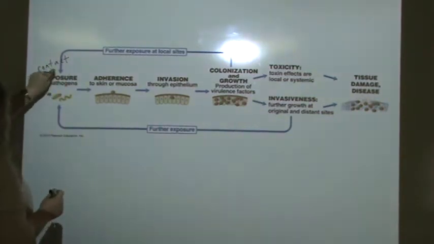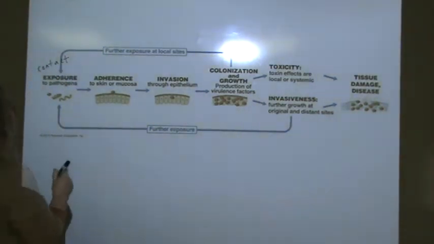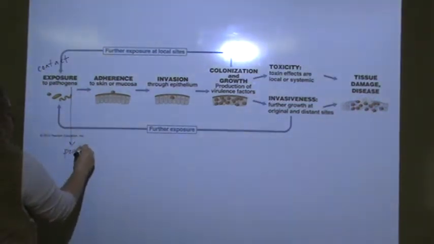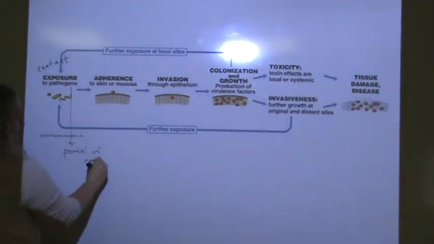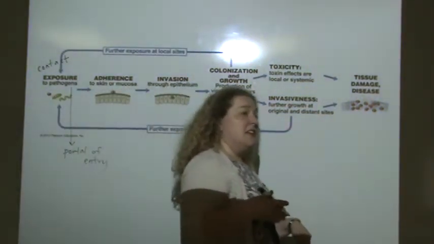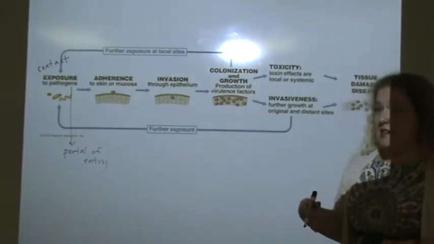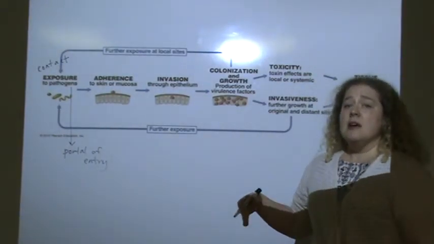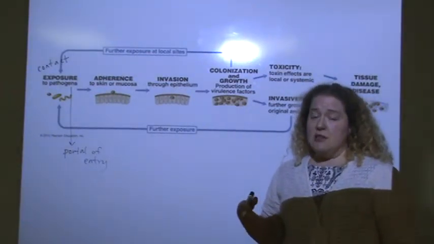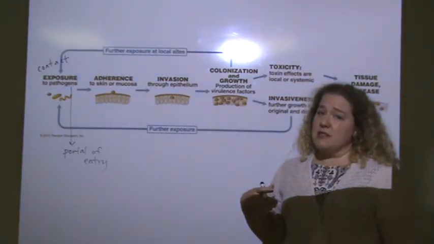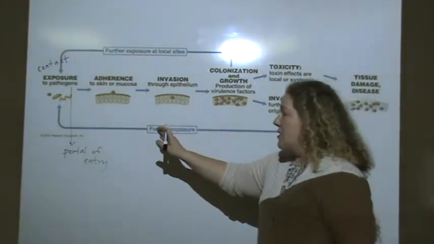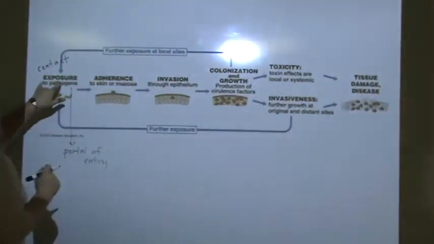And normally this step will also be aligned with what we call the portal of entry for that microbe. So some microbes can enter directly through skin. That's actually not that common, but that can happen. Some microbes will enter through the urogenital tract. Some will enter through the respiratory system. But each particular microbe has a particular way that it gets into the body once you come into contact with it.